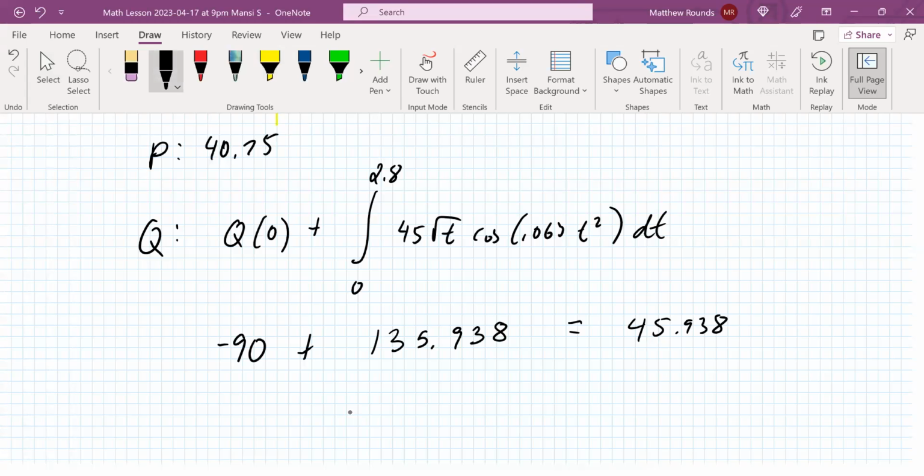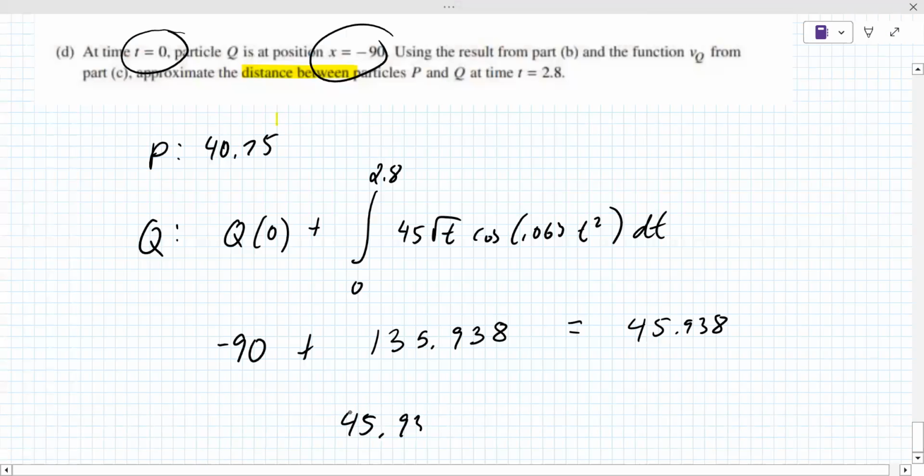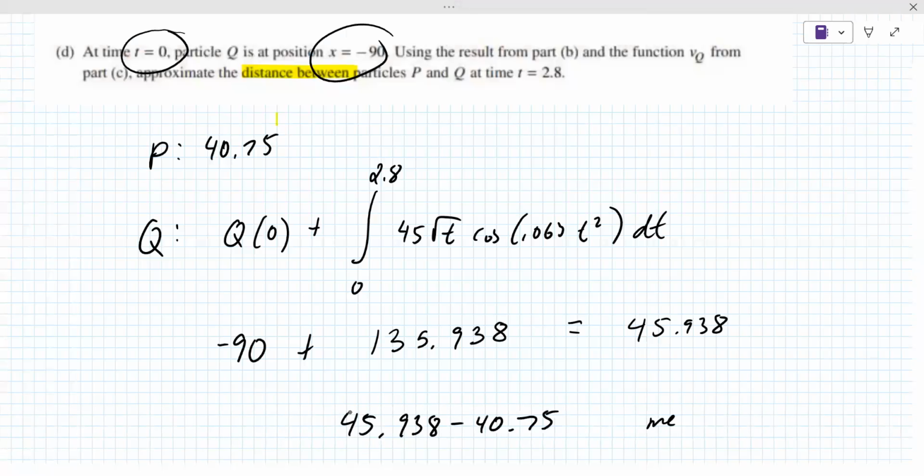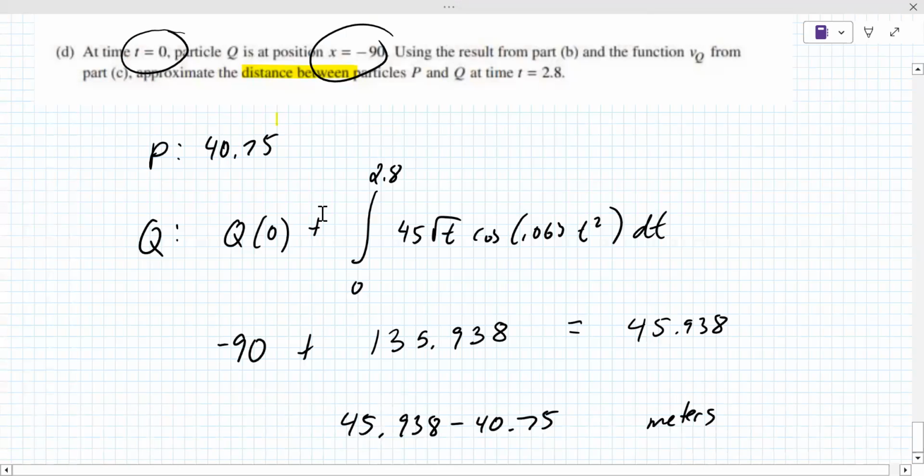So it's 45.938 minus 40.75. And don't forget your units. Above all else, they really do care about that. And I think you get like half a point for units. So even if you don't know how to do it, put the right units in with any answer, you'll get some credit, I think.